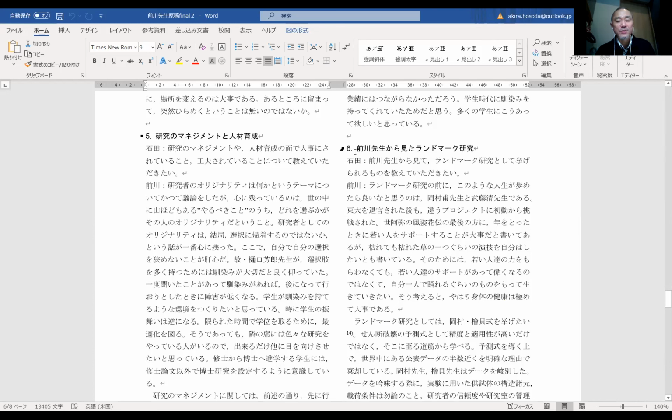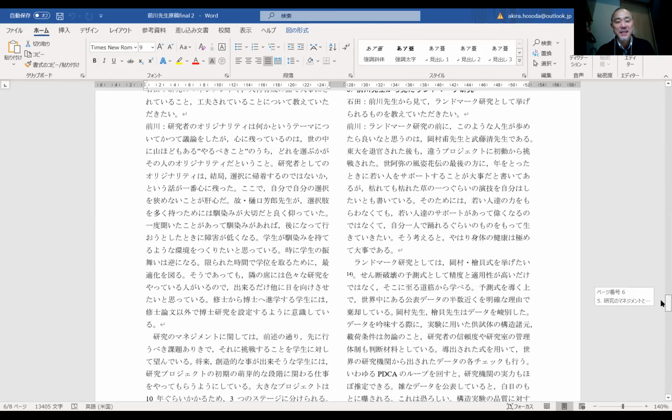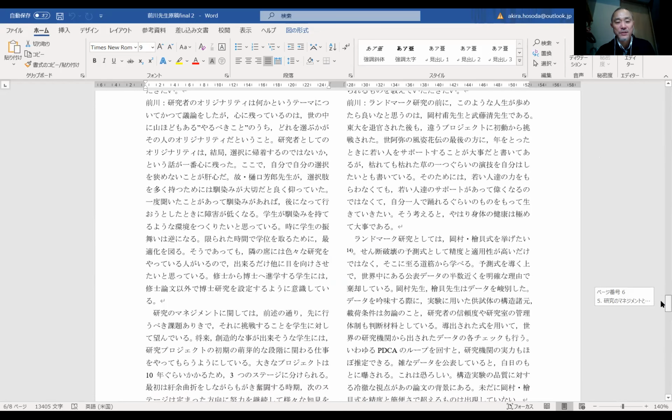So this is the title of section six: the landmark research of Professor Maekawa. In this section, the shear capacity paper you are studying is introduced. Section five, I will not explain, but it covers the management of research and how to educate a younger generation. Maybe you are interested; if so, please translate it with the Google function.